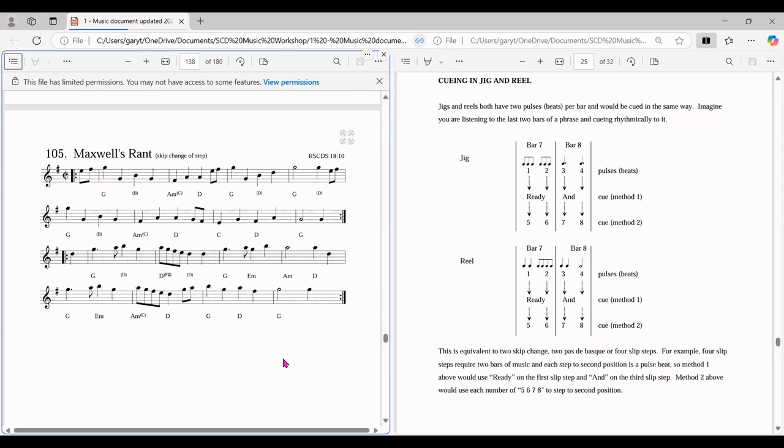Thank you very much, that's fine. And now with a "ready and," so that they'll come after the "and." Ready, and. So they both produce the same result if they're done the same way.